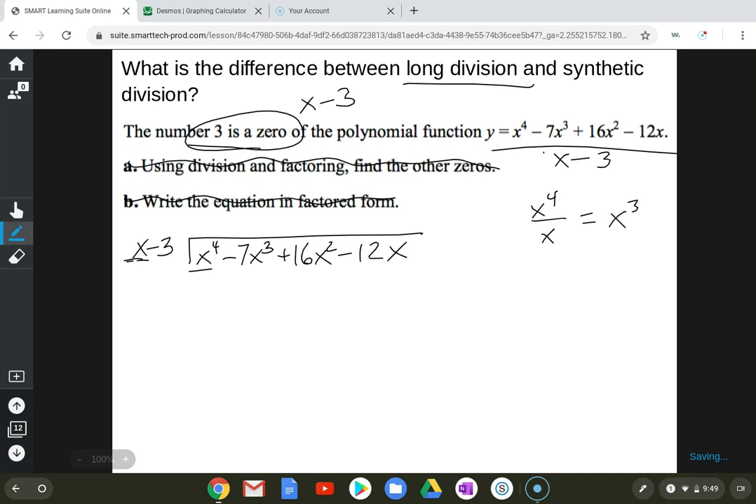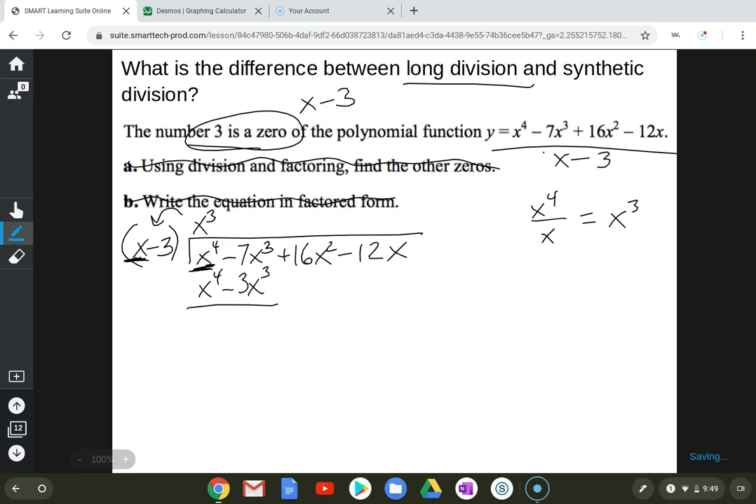Or you can think, what do I have to multiply this by to get this? I have to multiply this by x cubed. So I put an x cubed up here. Now, I multiply it by this whole thing, and I put it down below. X cubed times x is x to the 4th. X cubed times negative 3 is negative 3x cubed.